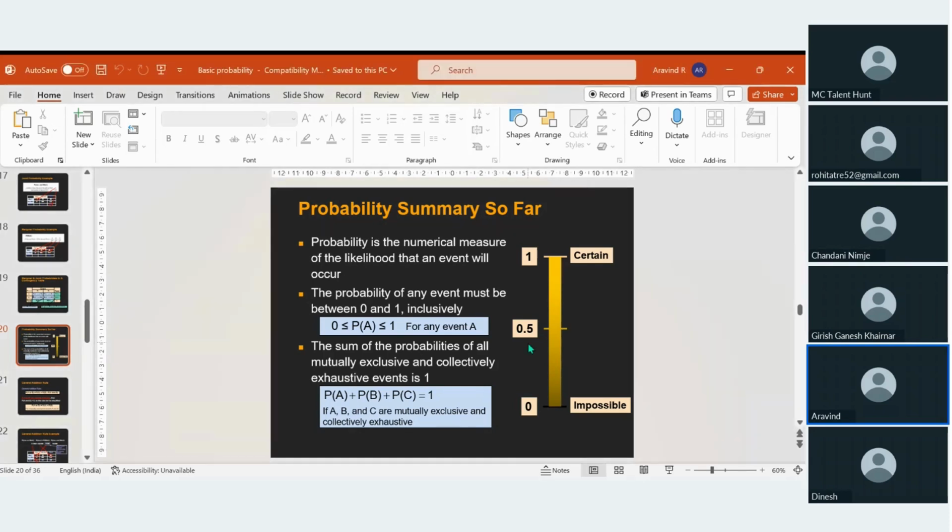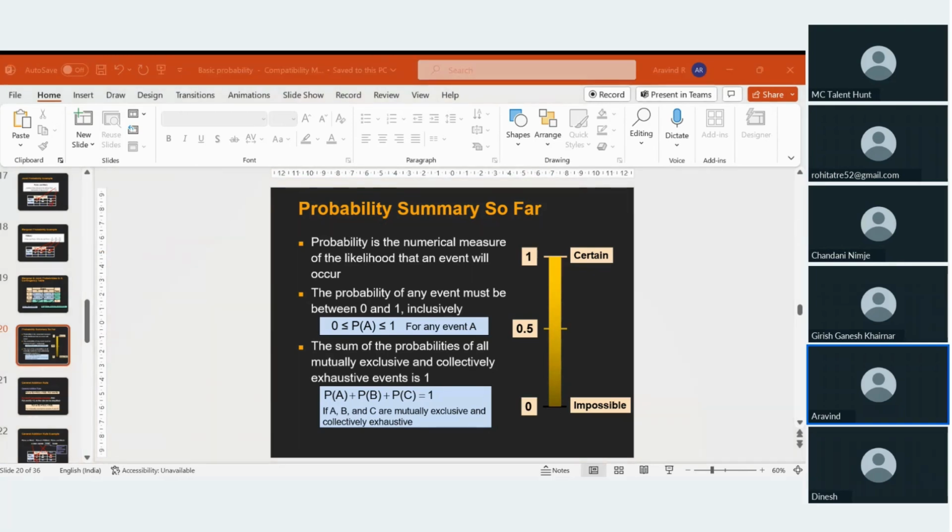All right. When you see the probability scale, what is the probability scale, guys? 0 to 1. If it is an impossible event which cannot happen, then the probability is 0. If it is certain to happen, then the probability is 1. So you have chances between 0 and 1, and on that scale, you can have a 50% chance.